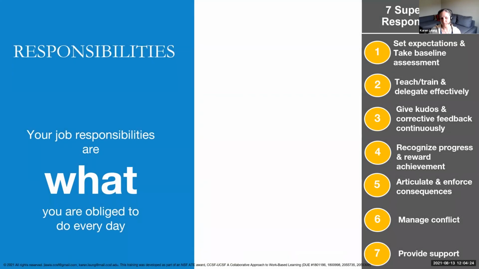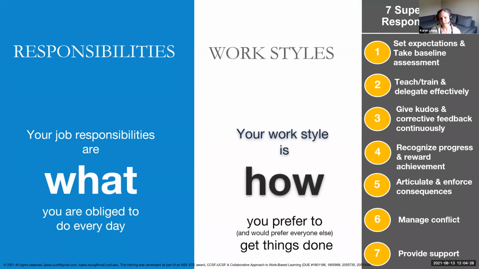So next we've been talking about the what of being a supervisor. Next we're going to talk about the how, which is the work styles portion. You've gone over the 7 responsibilities and done a bit of a self-assessment, but now we're going to think about the how of how you do it, which is your work styles and your preferences. So how you prefer to get things done, which also tends to be how you would prefer other people to get things done too. So it's important to know your preferences.